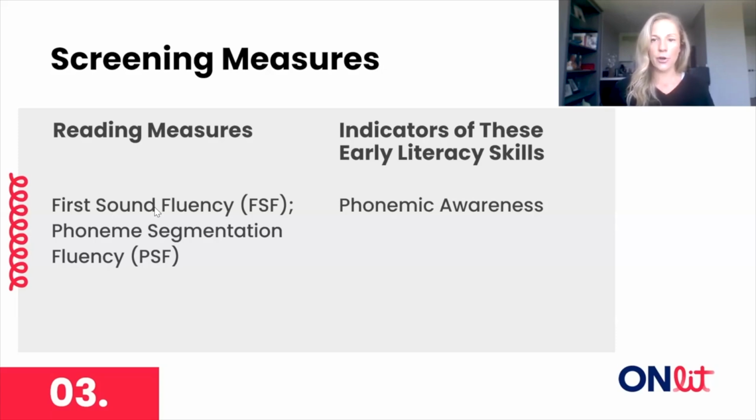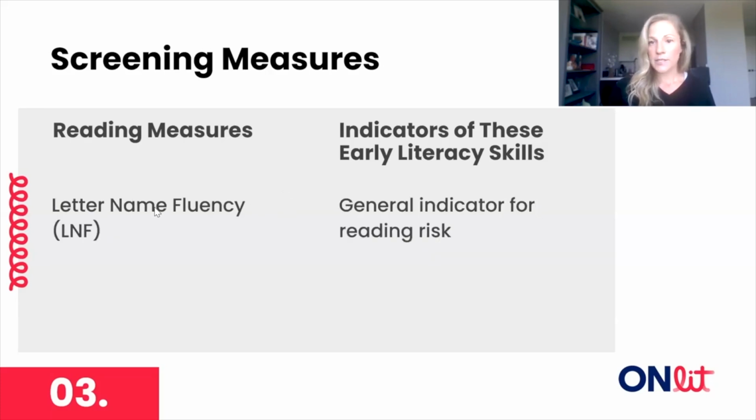Screeners administered in kindergarten and early grade 1 will assess specific skills that contribute to later reading development. You will notice that all measures include the word fluency, and that is because all measures are timed so that the data collected will reflect the accuracy and automaticity of that particular skill. First, sound fluency and phoneme segmentation fluency measure aspects related to phonemic awareness. Letter name fluency measures are general indicators for risk.